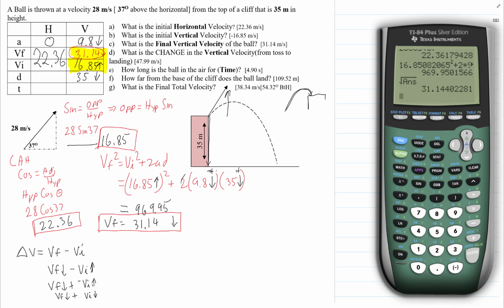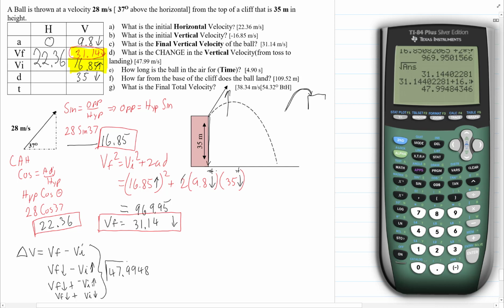So let's take VF, the number that we just had, and we have to add the 16.85. And that'll be the change in velocity. So the change in velocity is going to be 47.9948. Wrote a lot of numbers down there, not as necessary, but so yeah, 44.99.